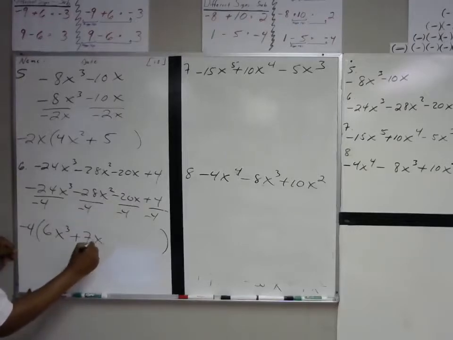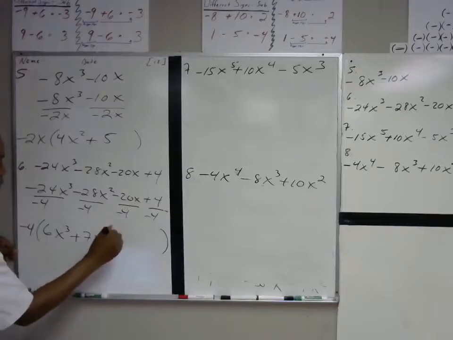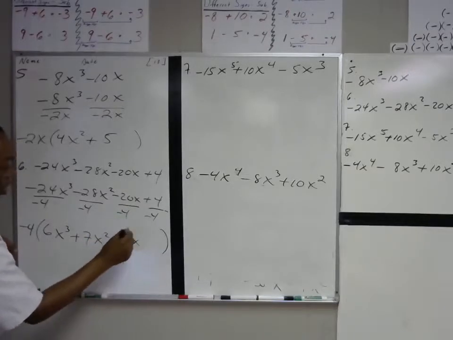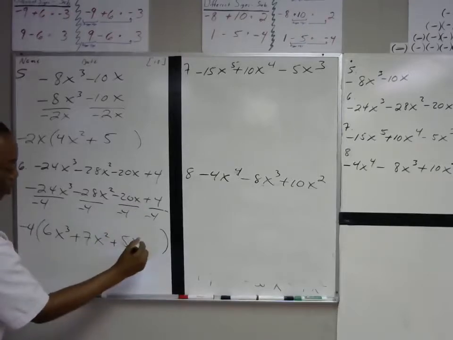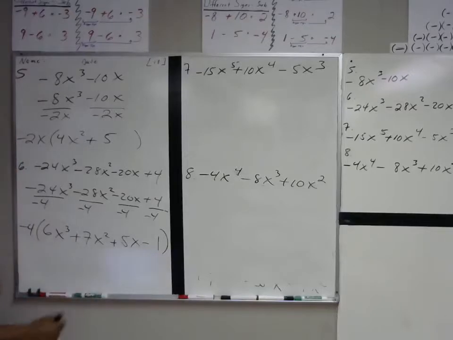And x squared. Negative divided by negative is positive. 20 divided by 4 is 5. And x. Positive divided by negative is negative. And 4 divided by 4 is 1. Finish.